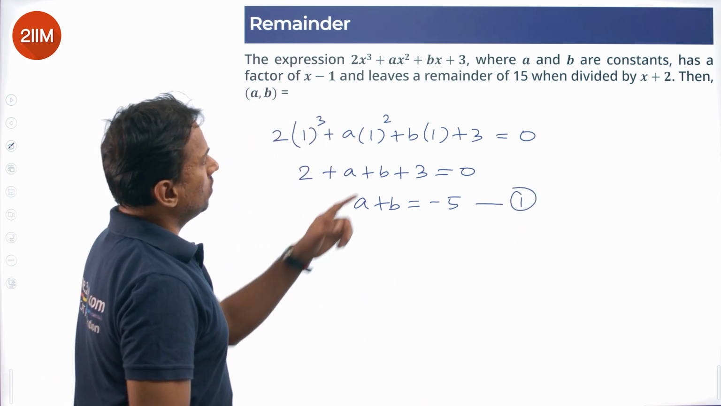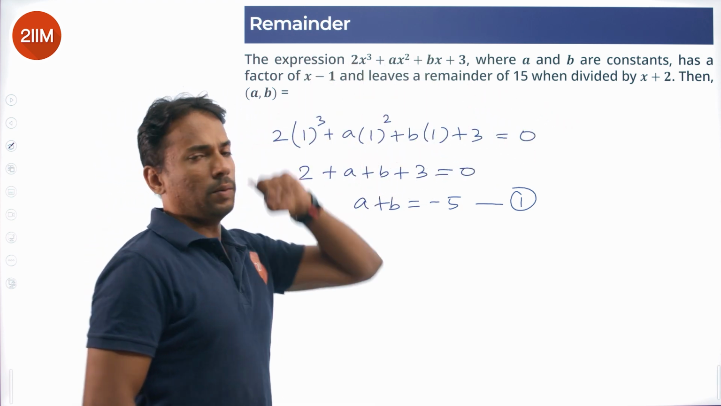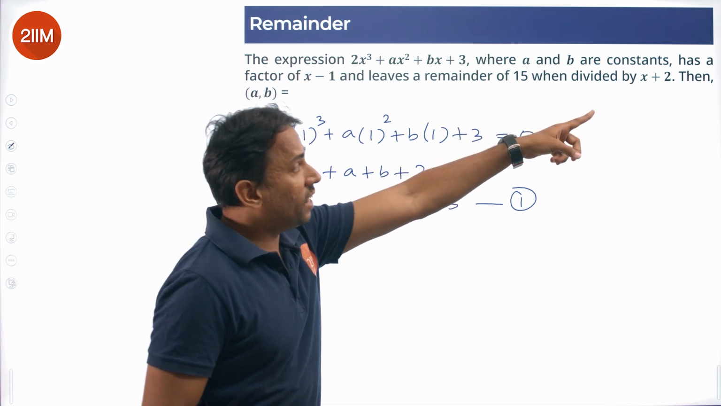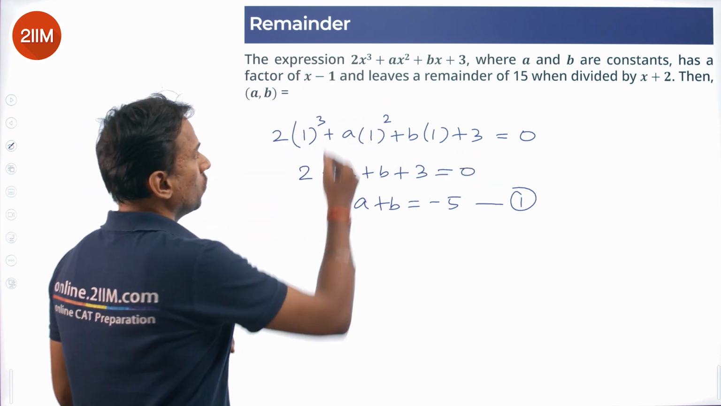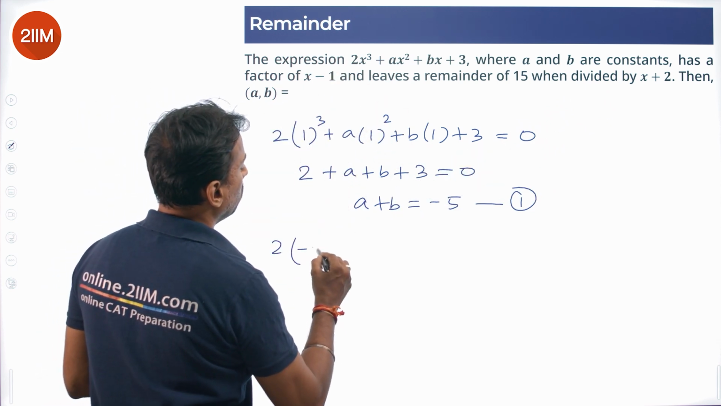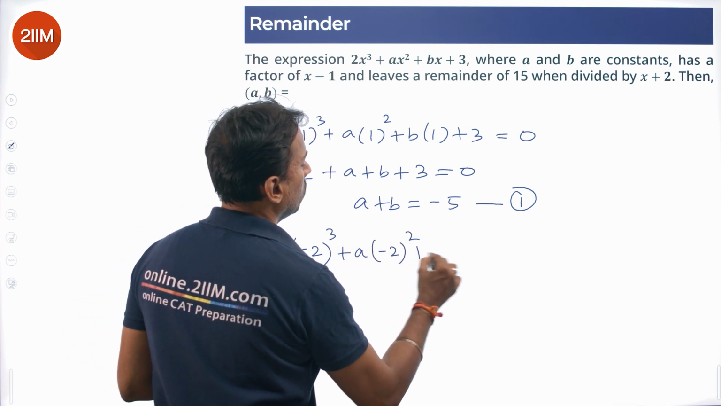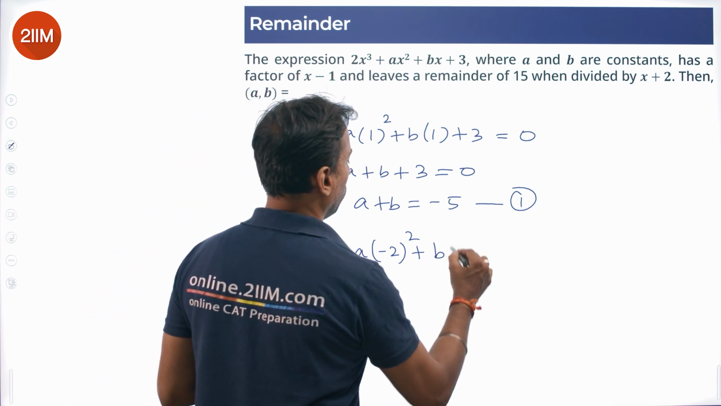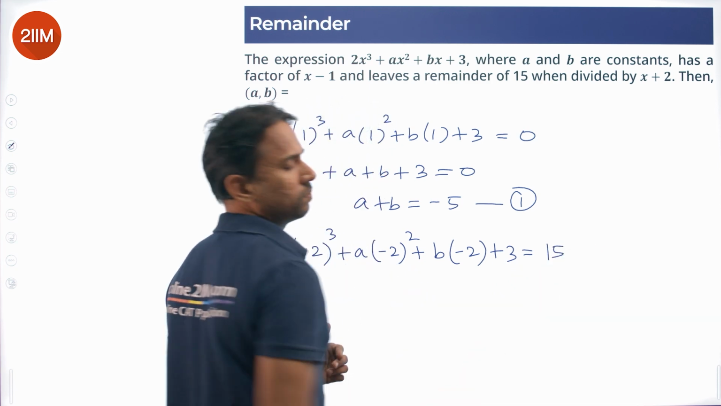Second thing, we have the same polynomial when divided by x plus 2 will leave a remainder of 15. That means x plus 2, when we take x is equal to minus 2 here in this polynomial, so we'll put here 2 into minus 2 cube plus a into minus 2 square. So wherever x comes, we'll replace it with minus 2. b into minus 2 plus 3, this will be equal to 15.